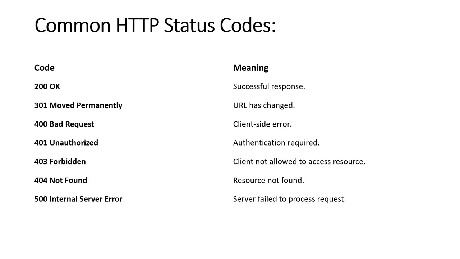200 OK means successful response. 301 means the URL has changed. 400 means client side error. 401 is authentication required. 403 means the client is not allowed to access the resource. 404 not found means the resource was not found. 500 internal server error means the server failed to process a request.